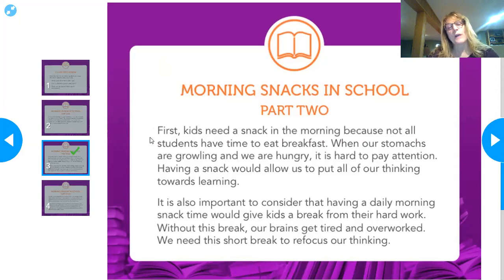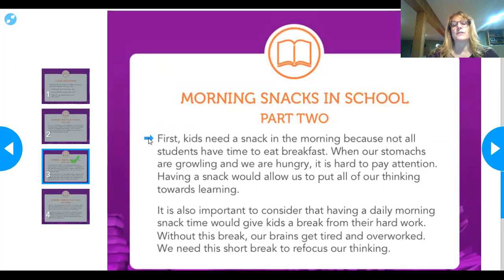Well, when we've read that, you need to look at this first. We're going to talk about this tomorrow, transition words. But this tells us first, kids need a snack in the morning because not all students have time to eat breakfast. This is a really good reason.